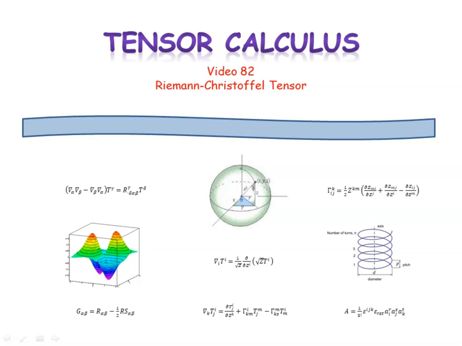In video 82 of Tensor Calculus, we'll introduce the Riemann Christoffel Tensor. This object, more commonly referred to as simply the Riemann Tensor, is the primary object we use to quantify manifold curvature from an intrinsic perspective.